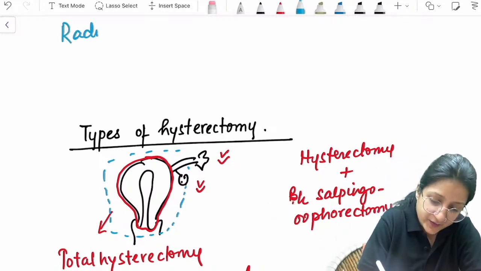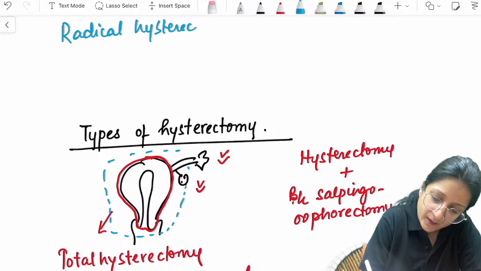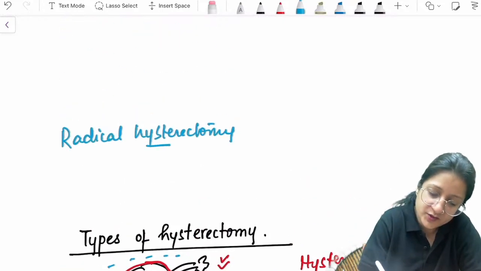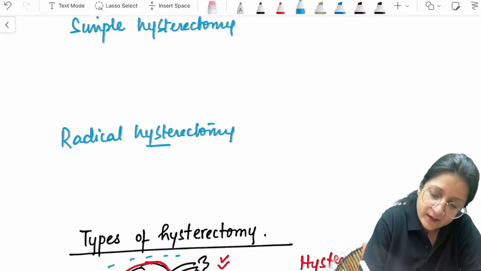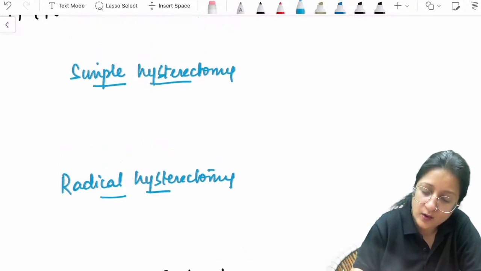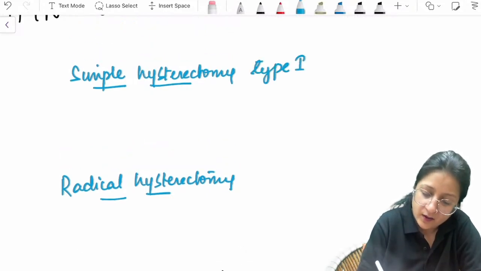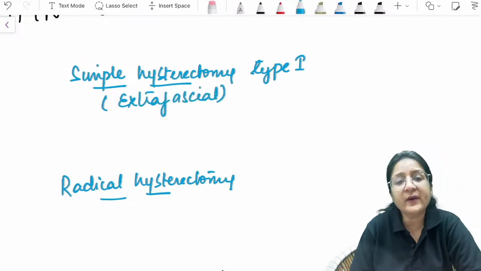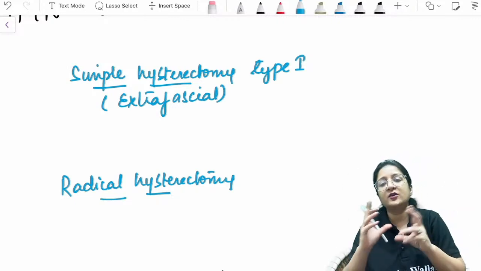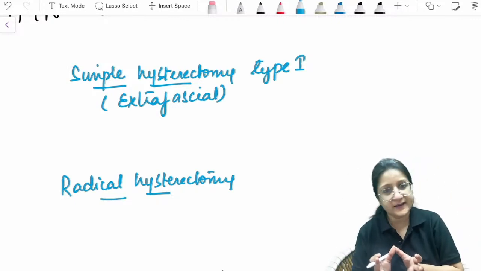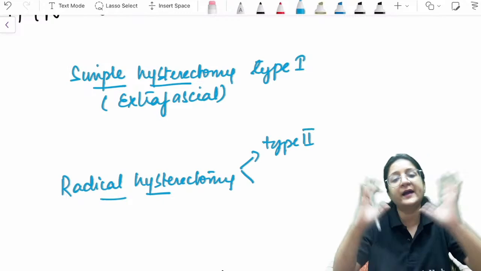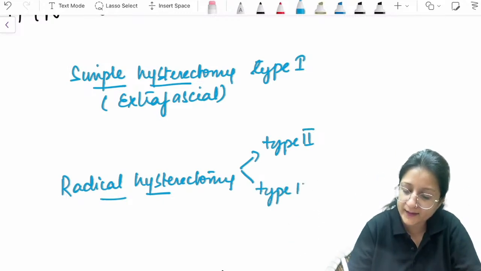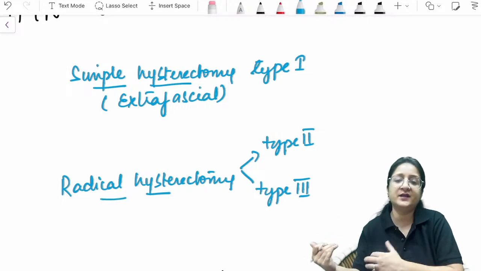So when you have radical hysterectomy, or you can have a simple hysterectomy. Simple hysterectomy is also called type 1 hysterectomy or extrafascial hysterectomy, where only the uterus and the cervix along with the covering fascia is removed. That is simple type 1 hysterectomy. Radical hysterectomy can be of two types depending again upon the radicality. We have type 2 and type 3. Type 2 is less radical, type 3 is more radical.